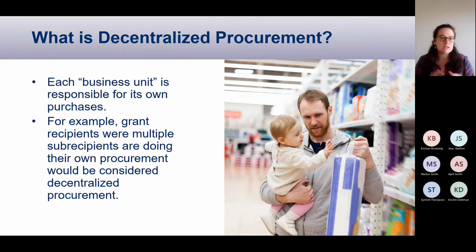Similarly, within a program such as the 3DRP program, if you have multiple subrecipients doing their own procurement, that could also be considered a decentralized model, because you might have 4 or 5 different organizations actually purchasing diapers on their own and then supplying them to their communities, as opposed to having one central procurement agency that is then providing all of the diapers to everyone who's participating in the program.